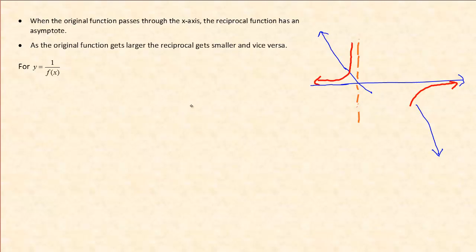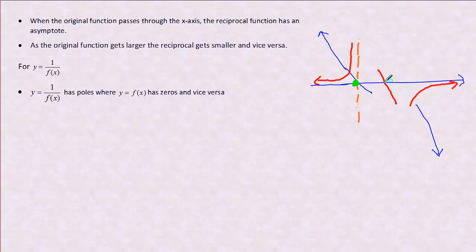For y equals 1 over f of x, y equals 1 over f of x has poles where y equals f of x has zeros and vice versa. So we've just discussed that, poles meaning vertical asymptotes, so that's at points like this. Now if it was the other way round, and it was y equals 1 over f of x which had a 0 here, then the original f of x function would have a pole, or a vertical asymptote.